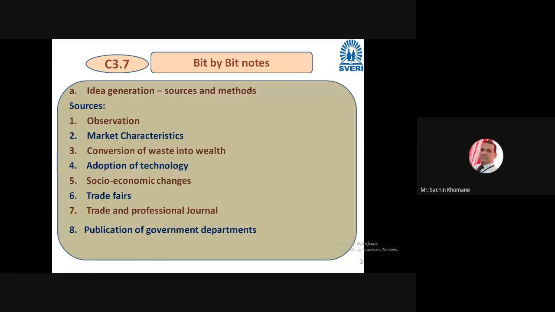Then another thing is that even you can see fertilizers.